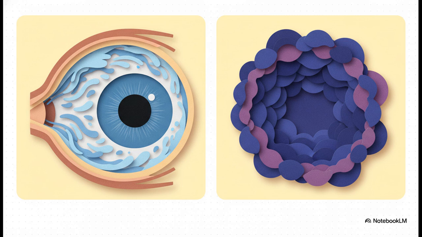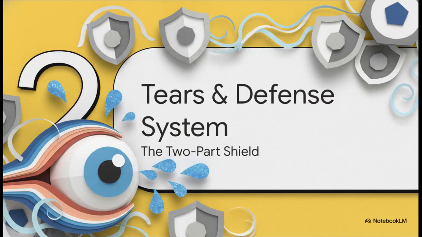That anterior cavity in the front, it's filled with aqueous humor, which is a thin, watery liquid. Meanwhile, that massive posterior cavity in the back is packed with vitreous humor, a thick, jelly-like substance that physically gives the eyeball its shape. Basically, think of it as watery plumbing in the front and structural, supportive jelly in the back. Moving right along to Section 2, tears and the defense system, the two-part shield.